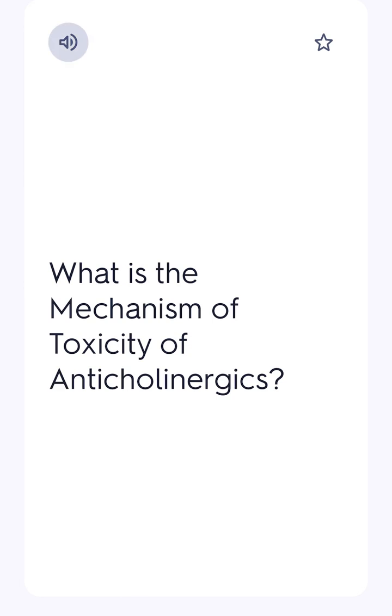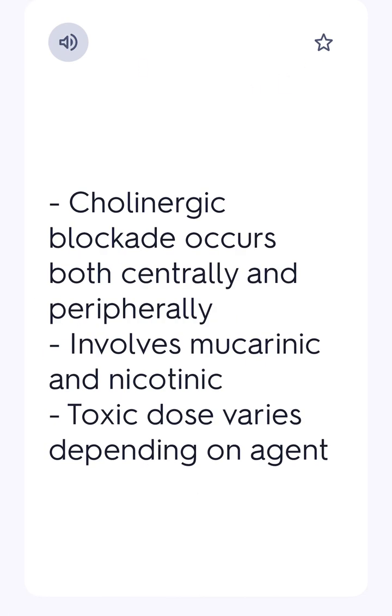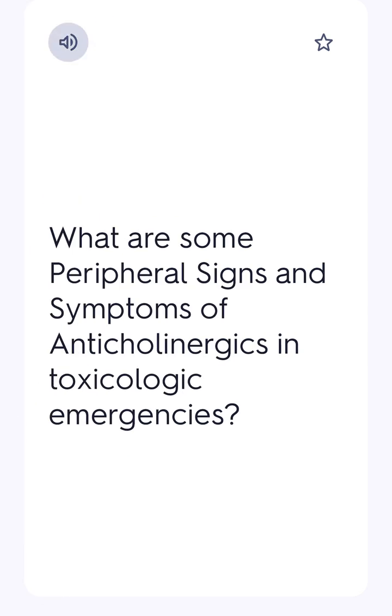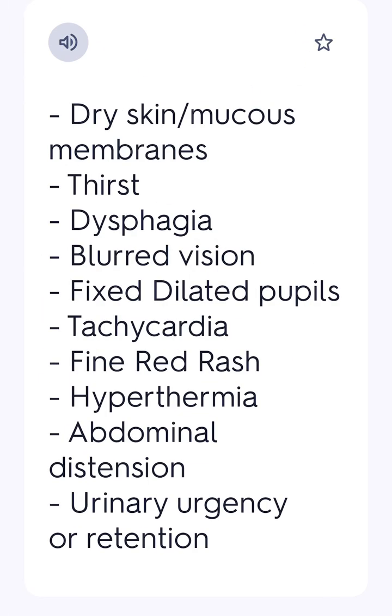What is the mechanism of toxicity of anticholinergics? Cholinergic blockade occurs both centrally and peripherally, involves muscarinic and nicotinic, toxic dose varies depending on agent. What are some peripheral signs and symptoms of anticholinergics in toxicologic emergencies? Dry skin/mucous membranes, thirst, dysphagia, blurred vision, fixed dilated pupils, tachycardia, fine red rash, hyperthermia, abdominal distension, urinary urgency or retention.